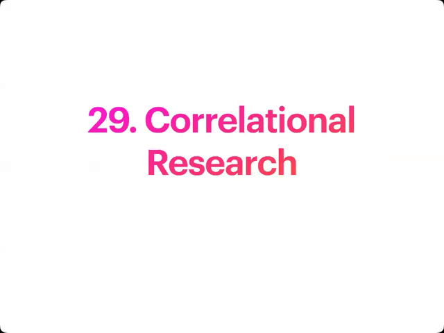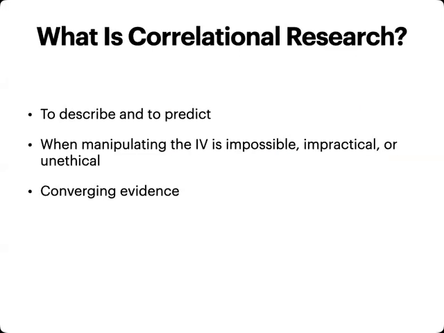All right, next section, 29, correlational research. Correlational research is a type of non-experimental study where the researcher measures two variables, either binary or continuous, and examines the statistical relationship between them without controlling for other variables.